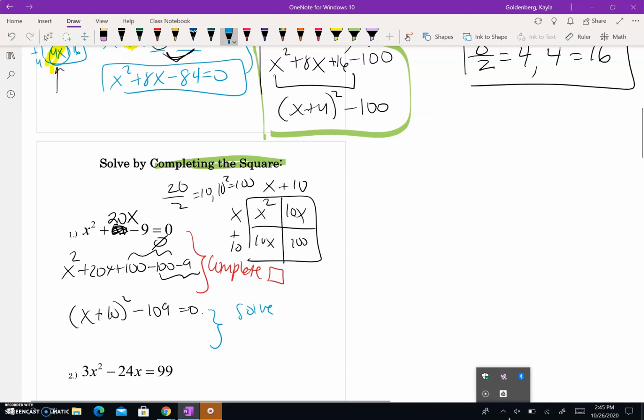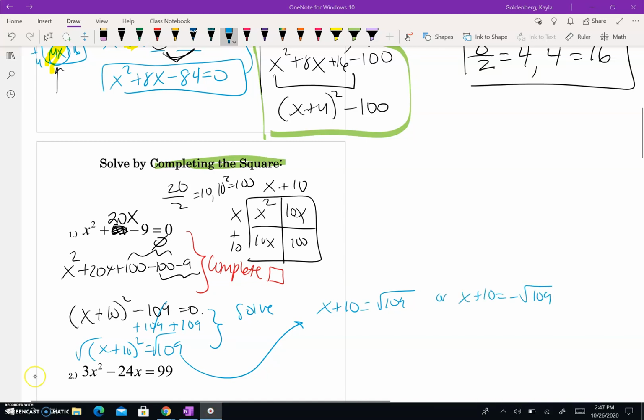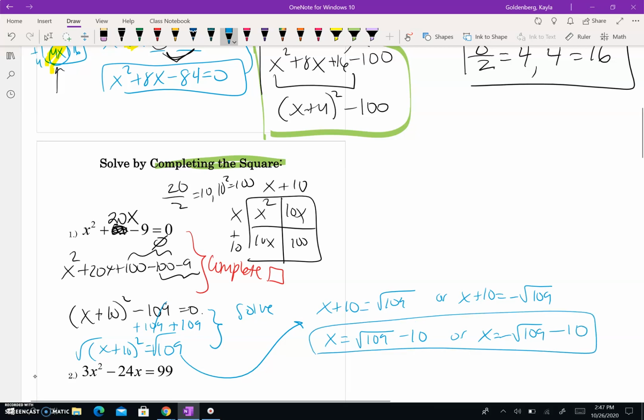So I want to get my piece that's squared on one side. I've got x plus 10 being squared equals 109. Now what's kind of stinky about this one is 109 is not a perfect square. So if I square root both sides, I know that x plus 10 is either equal to the square root of 109 or x plus 10 is equal to negative the square root of 109. So from there, we would have either x is equal to the square root of 109 minus 10, or x is equal to negative the square root of 109 minus 10. Those look like our two solutions.